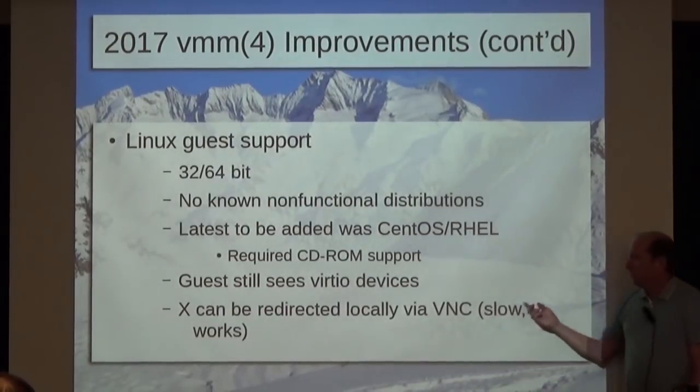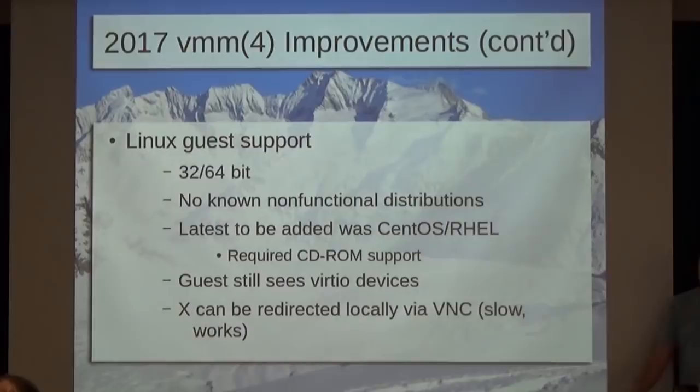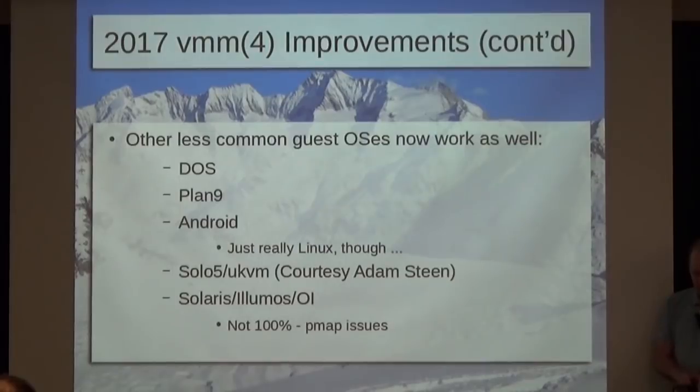You can redirect X locally via VNC. This is not good for watching cat videos or anything like that on YouTube or Netflix. This is good for running xterms or other kinds of graphical tools. But you can redirect everything locally through the network interface that the guest provides. Because we did this, we actually got other guest OS support kind of for free, which came as somewhat of a surprise. Some of these uncommon ones just suddenly started working once we implemented a bunch of these other features.